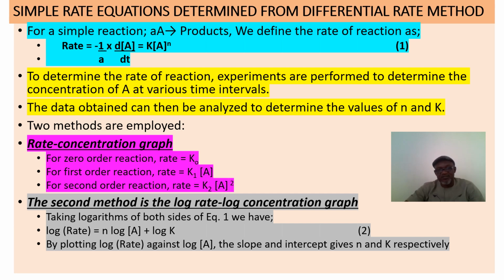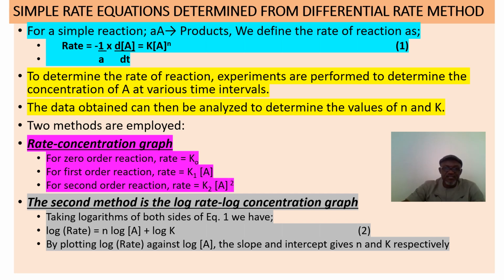We have two methods. One is the rate-concentration graph. For zero order, rate is equal to k0. For first order, rate is equal to k1[A]. And for second order, rate is equal to k2[A] to power 2. So we have done this before. And the second method is to plot a log rate against log concentration graph.